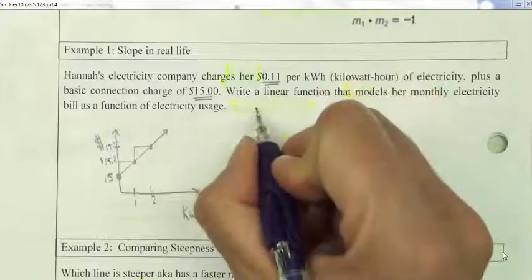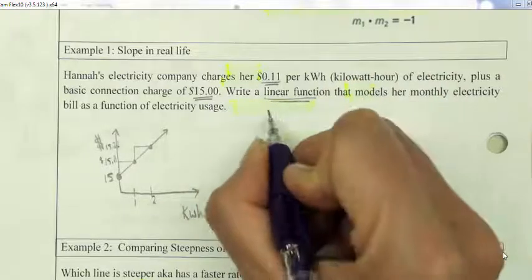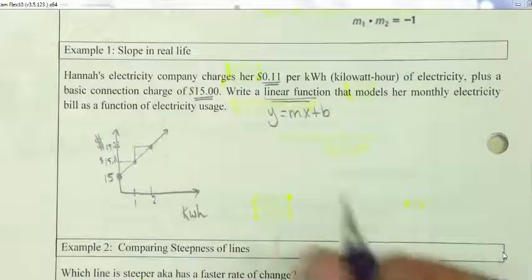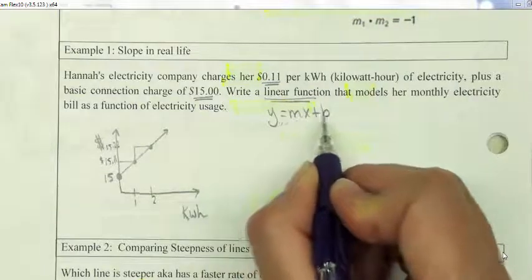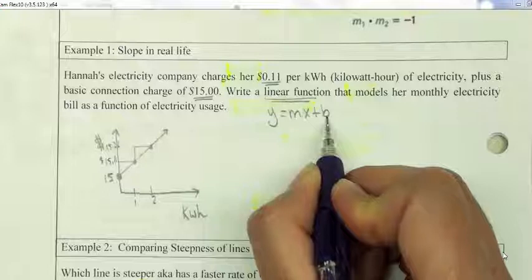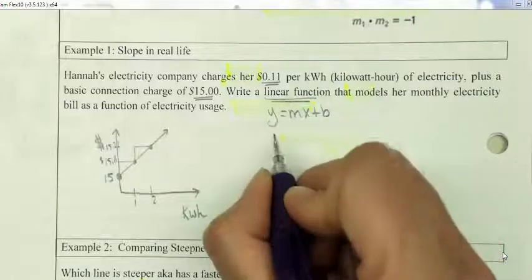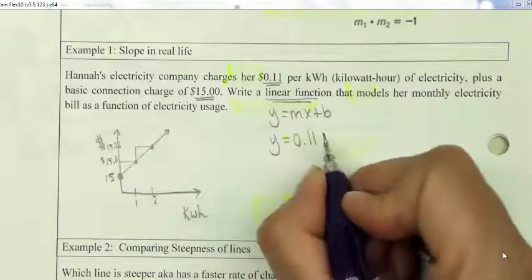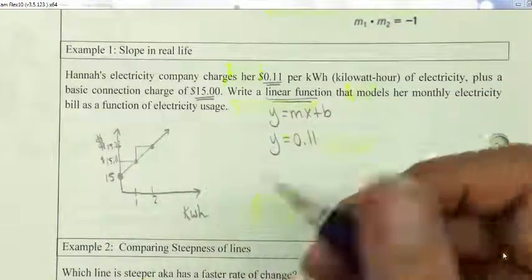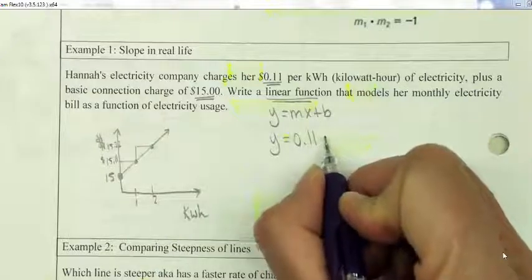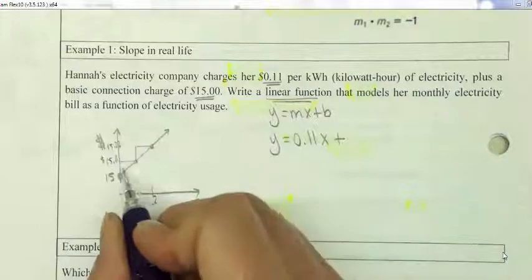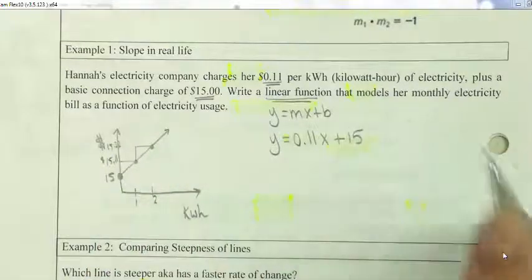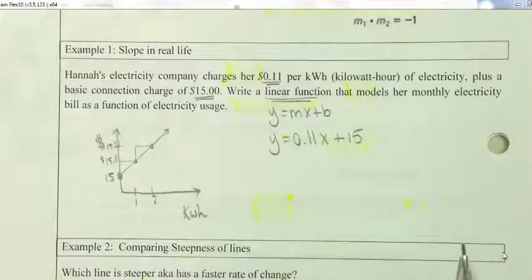So if you go back and think about it, a linear function is y equals mx plus b. Well, my slope is 11 cents. My y-intercept is what I was charged for not even using any electricity, just for being hooked up. So this would be y equals 0.11x, or you can use K, or you can use T, or you can use anything you want. How about I'll just use x, plus my y-intercept, or what I was initially charged when I use 0 kilowatt hours.